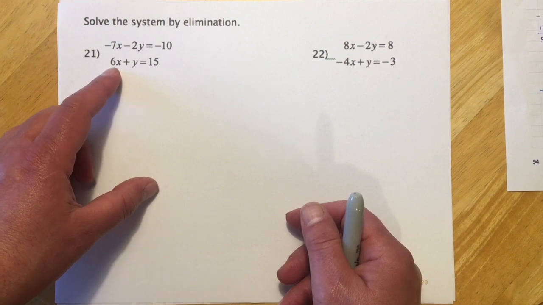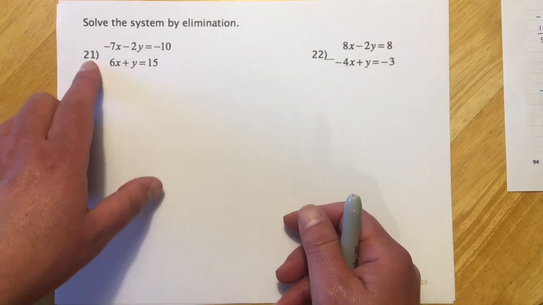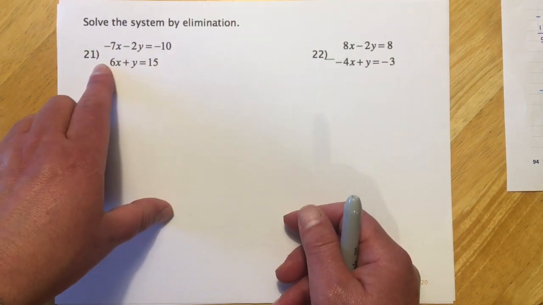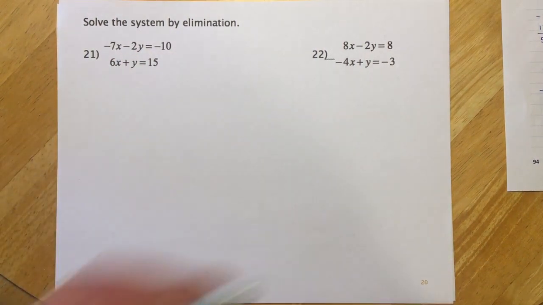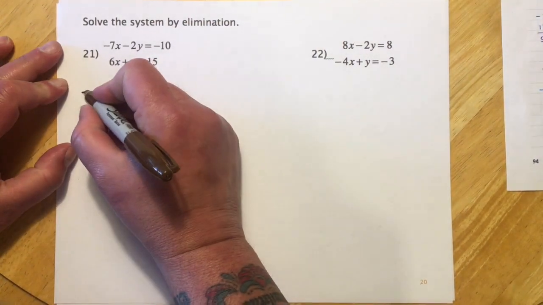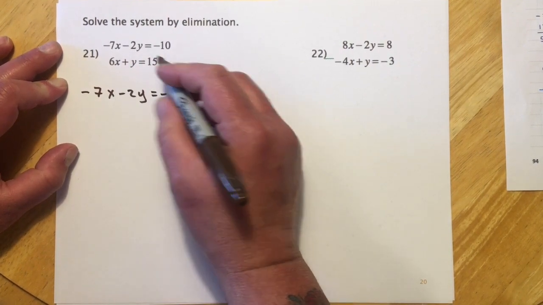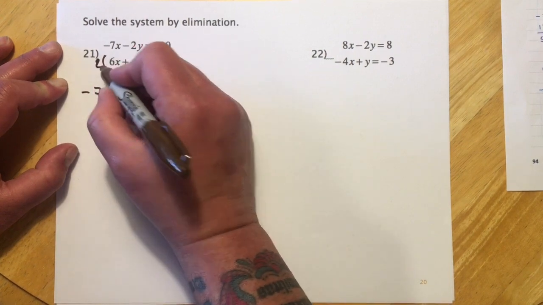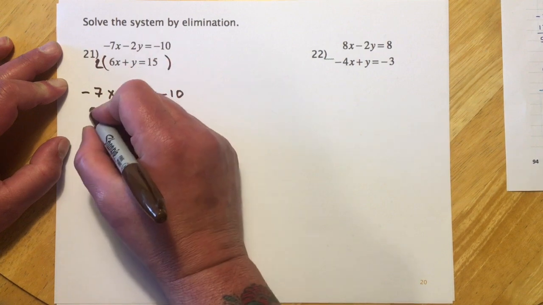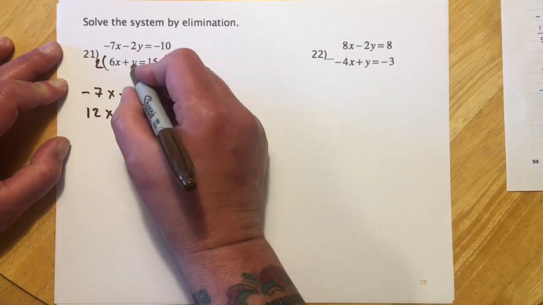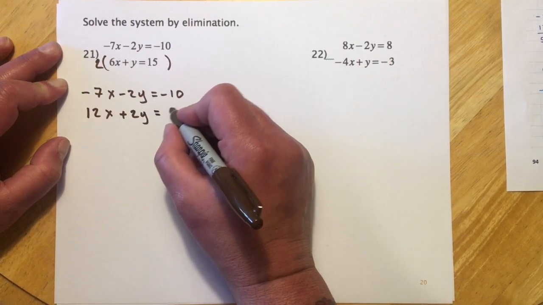Looking at this first example, the x's would be tough because I'd have to make these both 42. So I have to do this by 6 and this by negative 7, or by 7, and my numbers would get all big. So much easier to go after the y's. So I'm going to leave equation 1 alone, so I'll just jot that down here. And then we multiply this one by 2, because that's going to give me a positive 2y, negative 2y. So 2 times 6 is going to give me a 12x, 2 times y, and then 2 times 15 gets me 30.